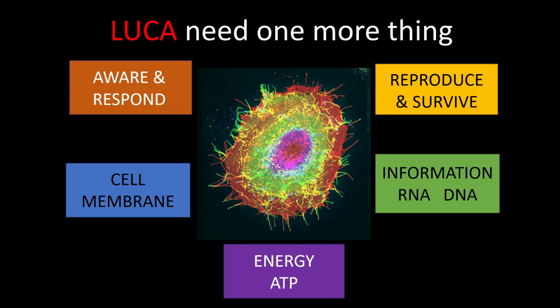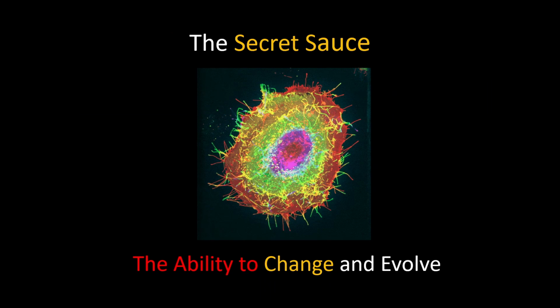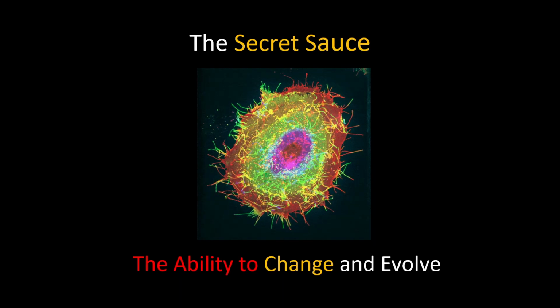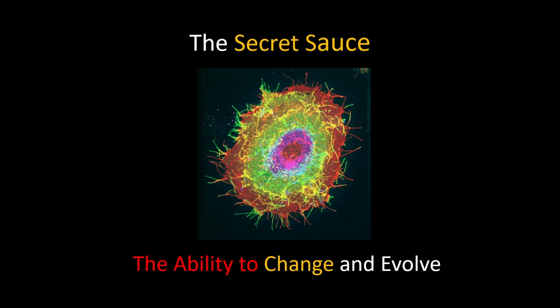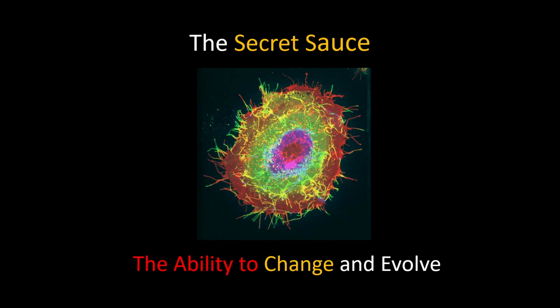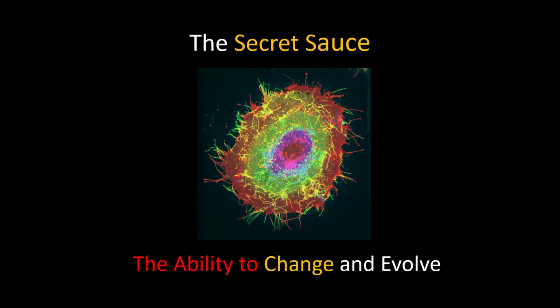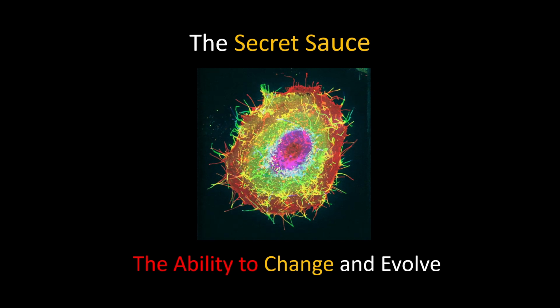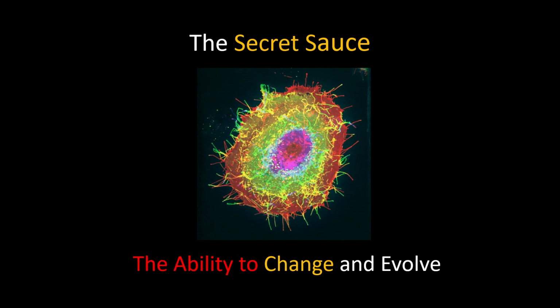LUCA needed one more thing to survive. The secret sauce was the ability to change and evolve. The other forms of life that were maybe on the Earth 4 billion years ago, they didn't have that secret sauce. They didn't evolve and change with the changing environment. At one point, the Earth was a snowball. At the beginning of this, 4 billion years ago, the Earth was a complete volcano everywhere.